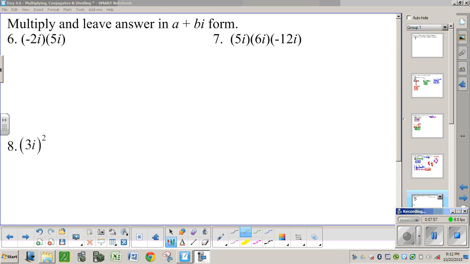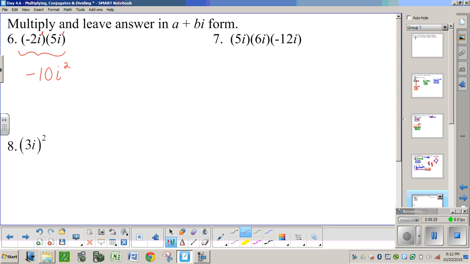As we take a look at 6, 7, and 8, one of the things that I want you to keep in mind is that when you're multiplying your i's together, you add your exponents. So your i value is your base. So when you multiply those together, you want to make sure that the exponent of 1 that you're not seeing up here, so these really have exponents of 1, you're adding those together. So when I multiply negative 2i and 5i, I end up with negative 10, because it's negative 2 times 5, i squared.